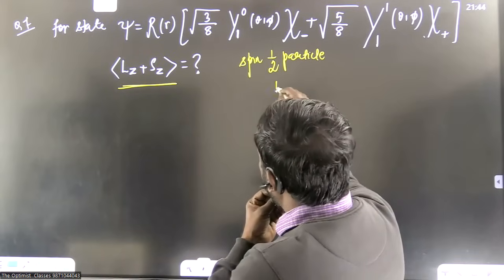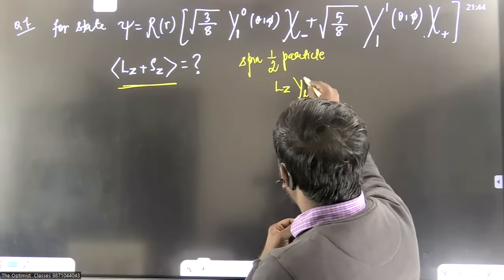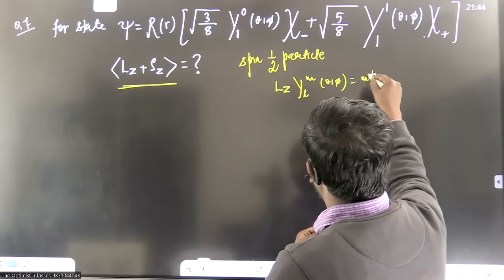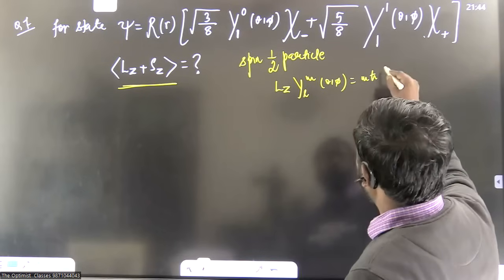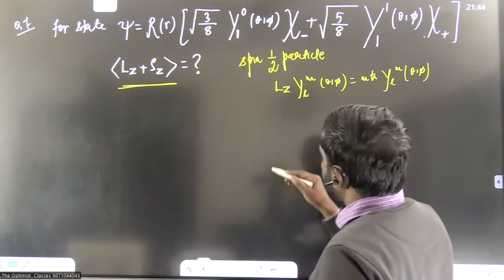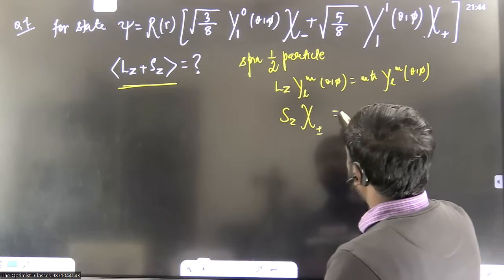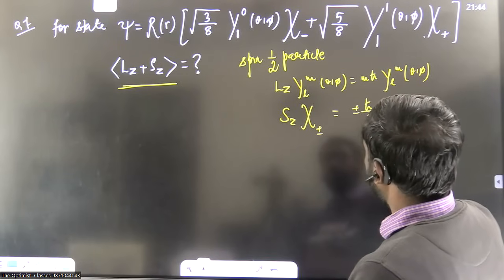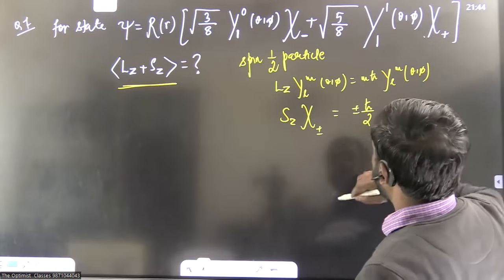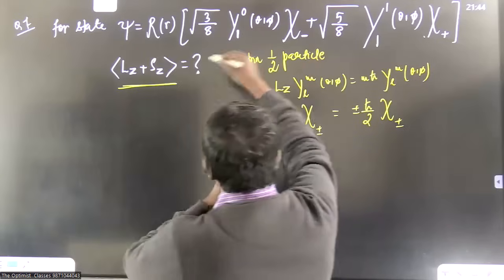See, when Lz acts on this Y_lm, this is Y_lm of theta phi, this actually gives us m h bar times Y_lm. This is its eigenfunction. Okay, and similarly, when Sz acts on this chi plus minus, it gives us plus minus h bar by 2. These are the spin part of the wave function. Chi is the spin part of the wave function. Here we get chi plus minus. So these are eigenstates of the Sz operator.